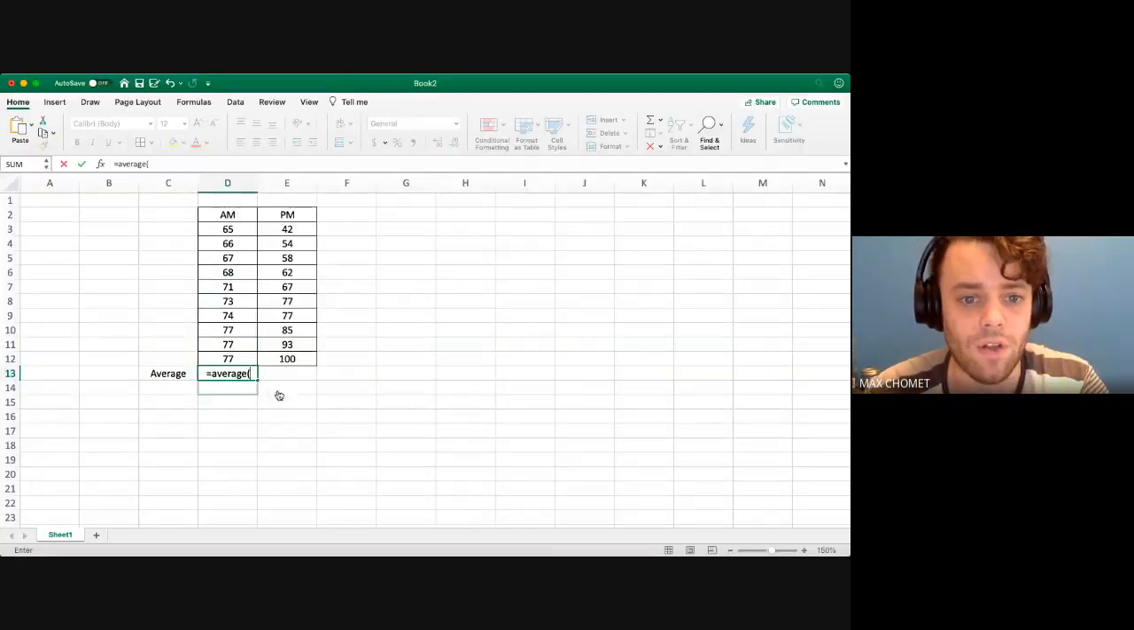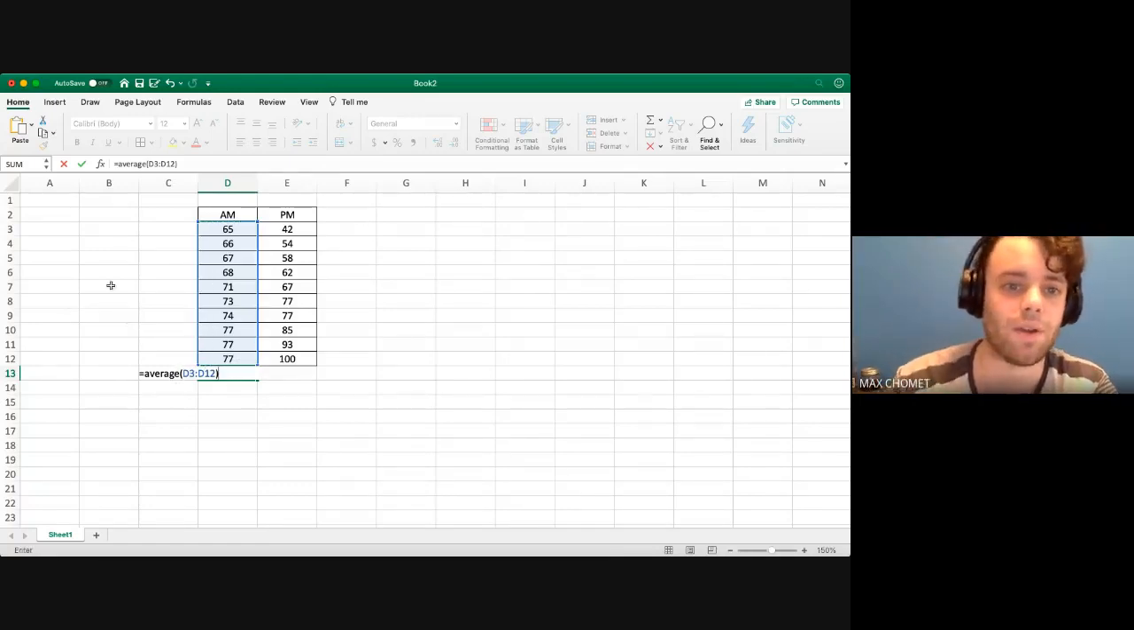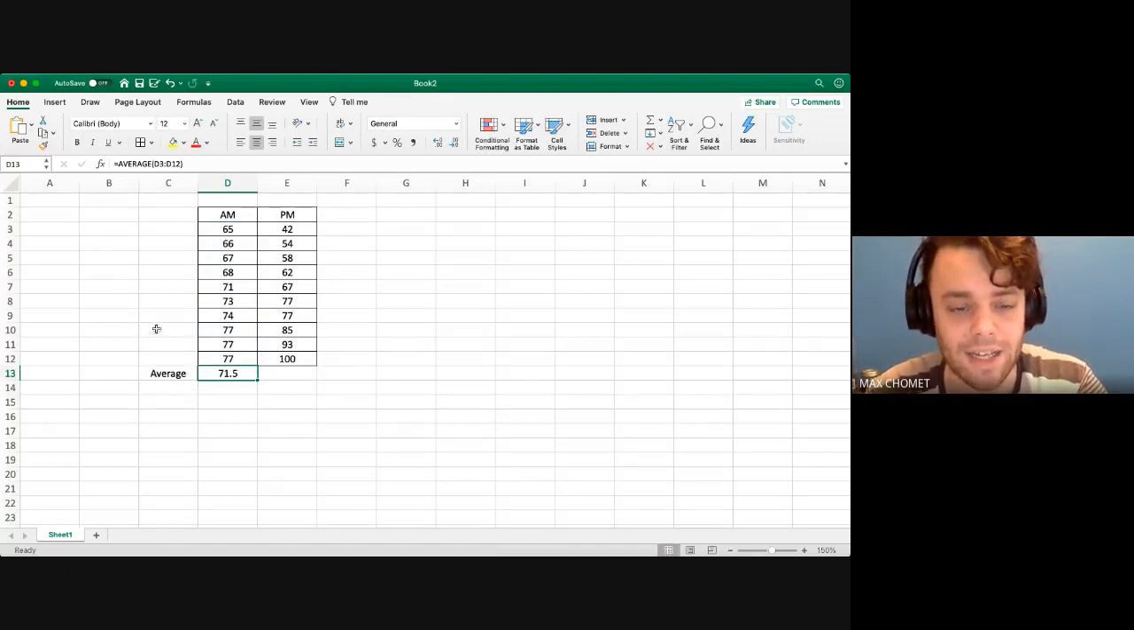And then it's asking for all the numbers to average. And so I'm actually going to click and hold it down and select all the numbers that I want to average. And so it's selected D3 colon D12. It's D3 to D12. I'll close my parentheses and hit enter, and it actually calculates it for me.